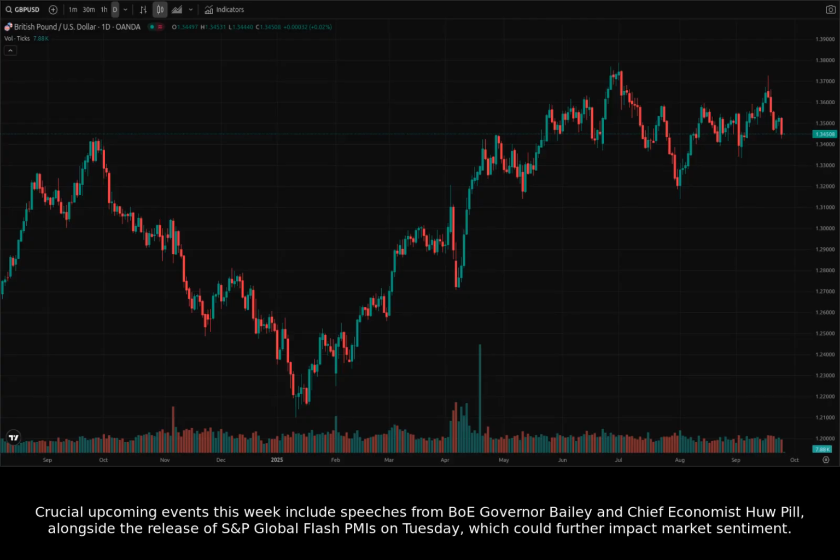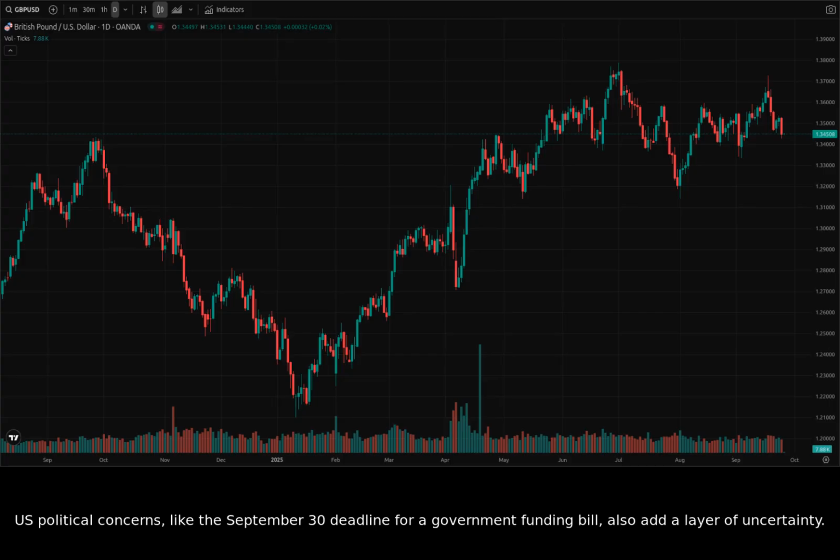Crucial upcoming events this week include speeches from both Governor Bailey and Chief Economist Hugh Pill, alongside the release of S&P Global Flash PMIs on Tuesday, which could further impact market sentiment. U.S. political concerns, like the September 30th deadline for a government funding bill, also add a layer of uncertainty. Now, let's turn our attention to the charts, starting with the one-day time frame to get a broader perspective.